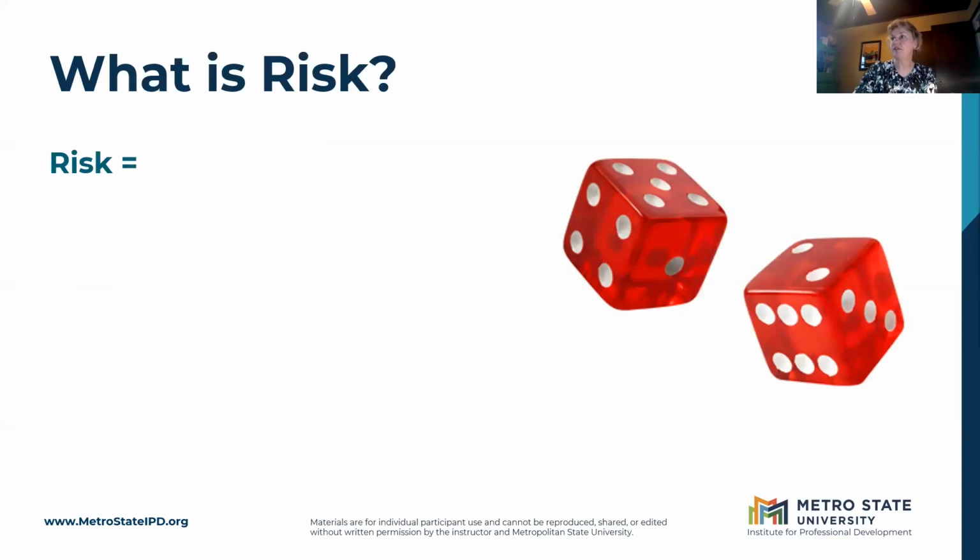So we're ready to use the chat. I'd like you, you don't have to give me a definition of risk, but maybe give me a word or a phrase in the chat or a feeling that you have about risk. So when you hear risk, what's a word or a phrase that pops up that you associate with risk?